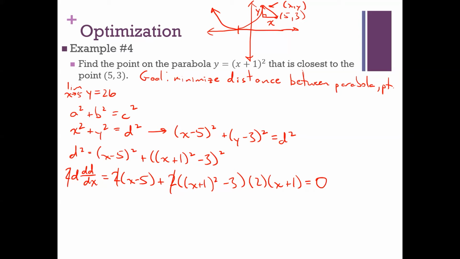What's 0 divided by d? Still 0. So that d kind of cancels out. So now what I have is this: dd/dx equals x minus 5 plus 2x plus 2 times x plus 1 squared minus 3 equals 0.